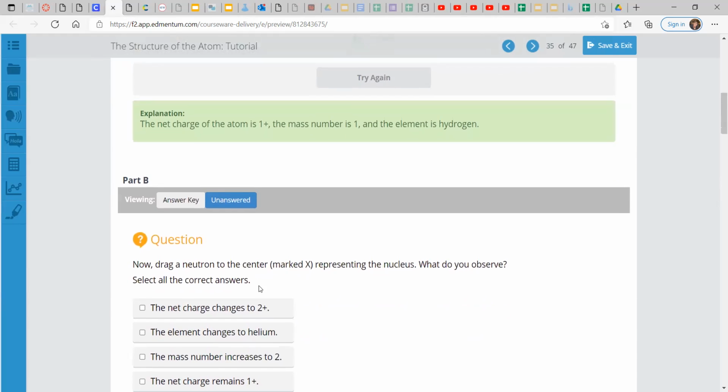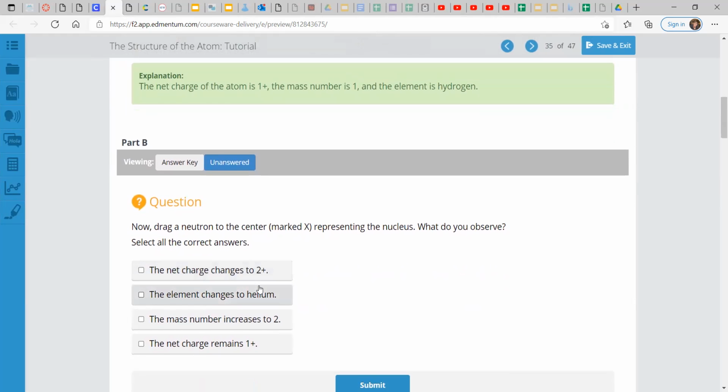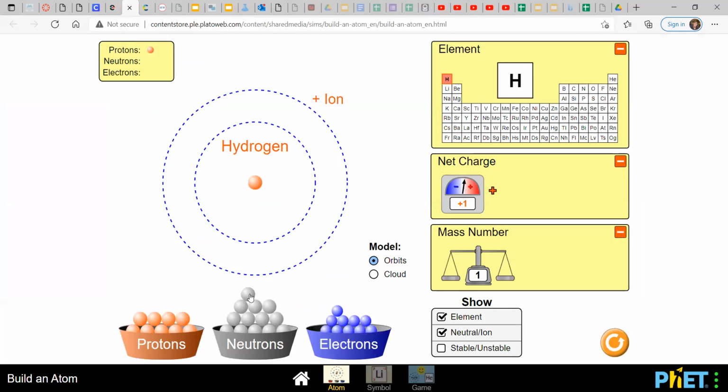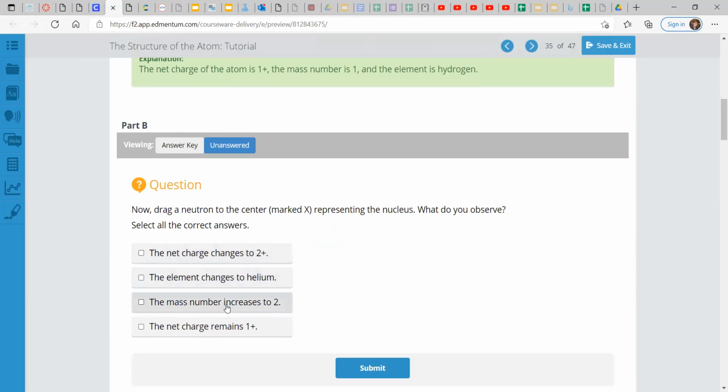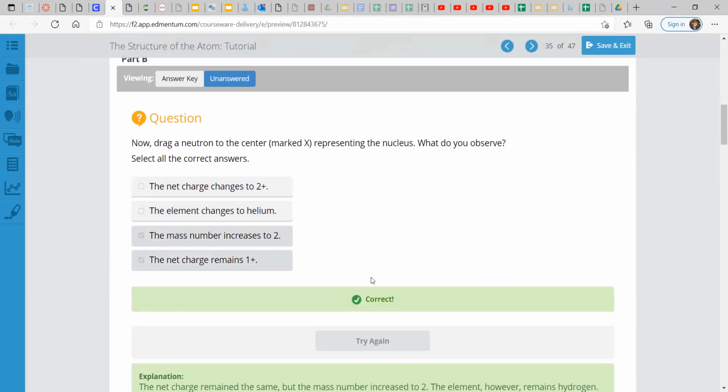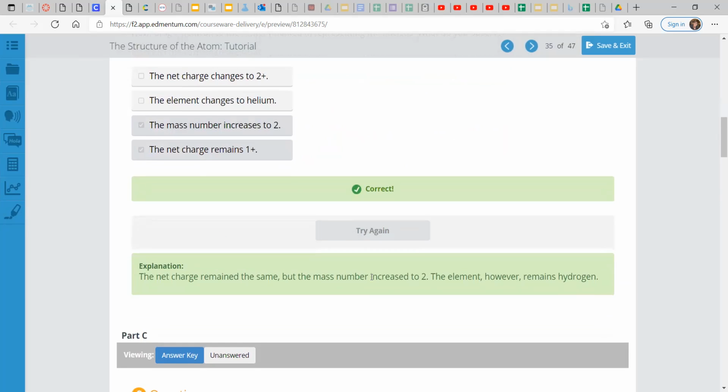Now we're going to drag a neutron to the center, representing the nucleus. What do you observe? So we got 1 proton already, and it's hydrogen. Now we have a neutron. The net charge is still +1, but the mass number is now 2. Mass number increases to 2, net charge remains +1.